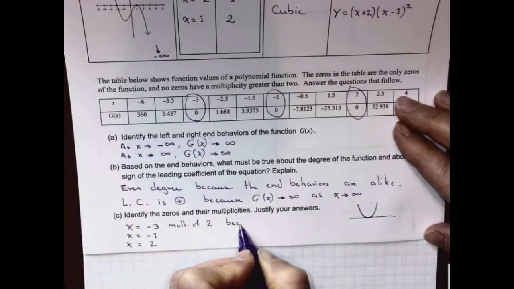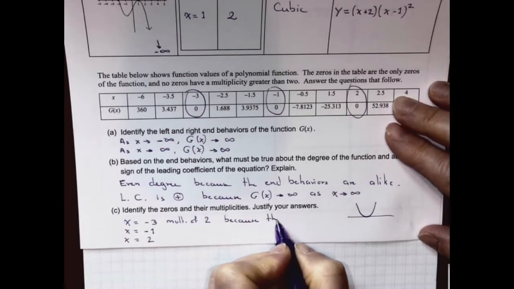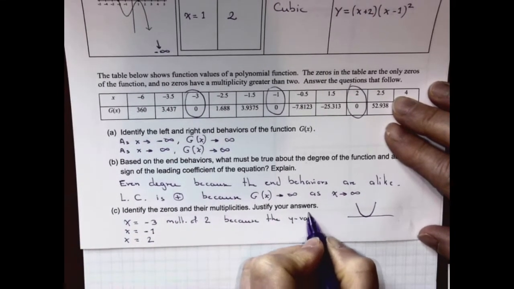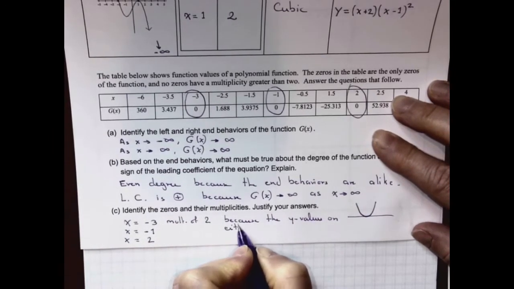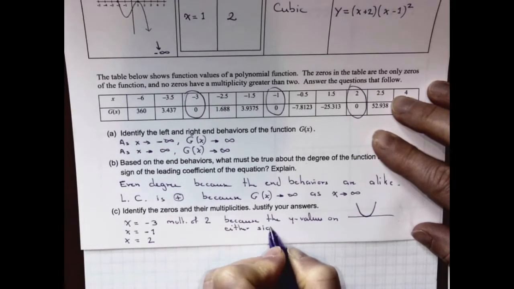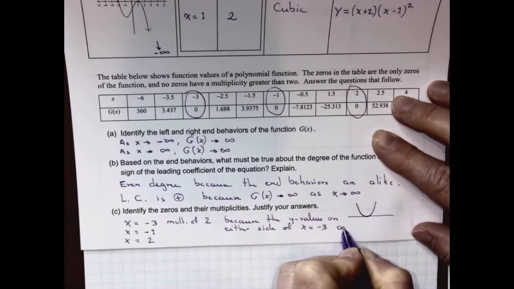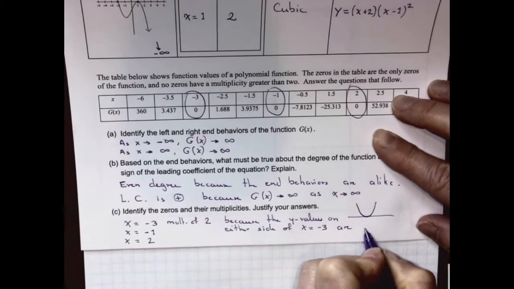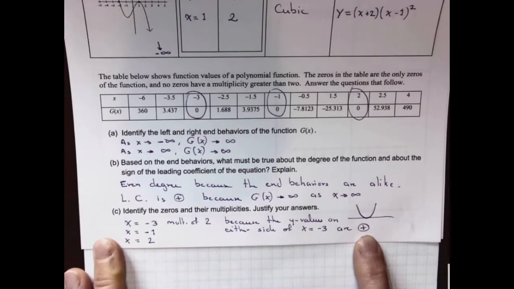So we know that x equals negative 3 has a multiplicity of 2 because, we have to explain, the y values on either side of x equals negative 3 are positive. And I'm just going to say like that, positive. And because they are on the same side, we know we need a U-turn there. All right, moving on. First page done.